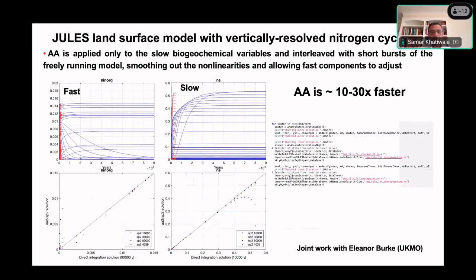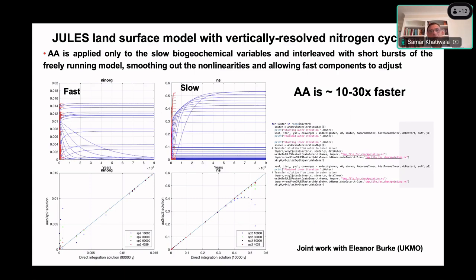And then I'll switch to the land. I've got one example to show you from the JULES land surface model, which is used in UKESM. This is an example where it was actually quite beneficial to apply Anderson only to the slowly evolving biogeochemical components. In JULES, in this particular case, we're essentially applying Anderson just to the soil carbon and nitrogen, and everything else is allowed to freely evolve, and also inorganic nitrogen, to conserve tracer.